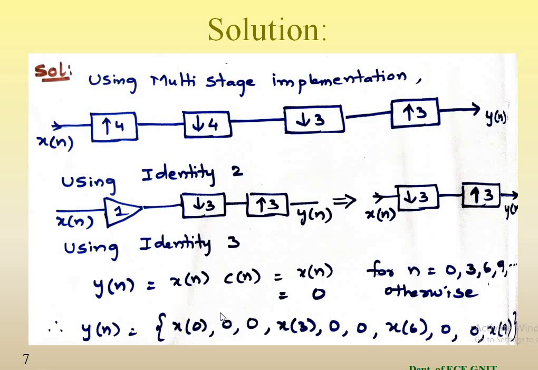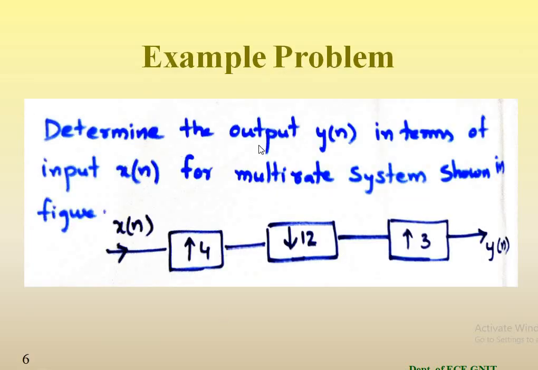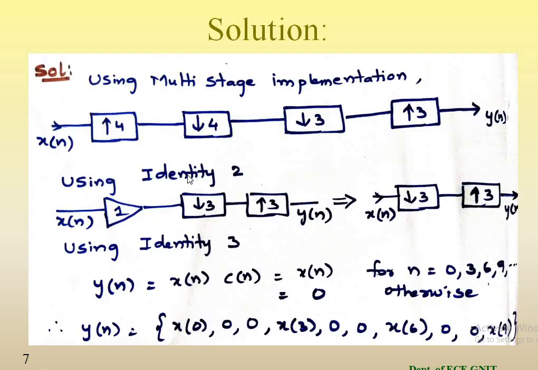As asked in the problem, we have determined the output y of n in terms of the input x of n, and we have represented it as y of n equal to x of n times c of n. It is important to identify this c of n as a unit sample sequence only at multiples of L or M, which is equal to 3 in this case.